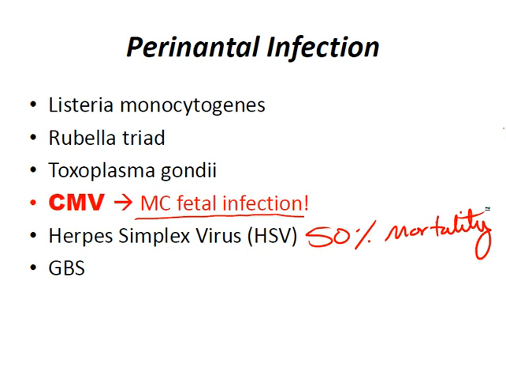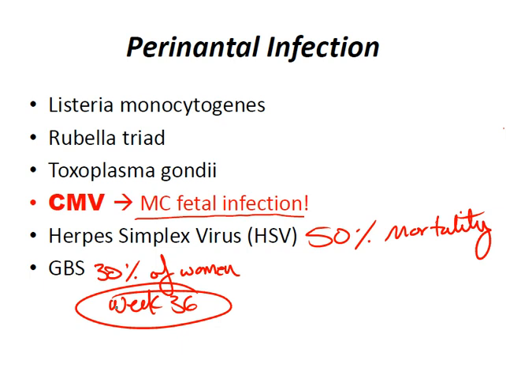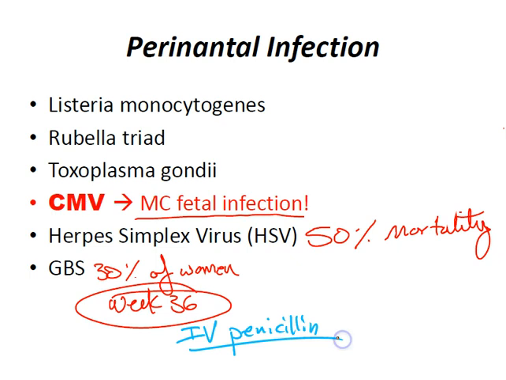Now let's talk about the good old streptococcus. Group B strep colonizes about 30% of women. It colonizes them in their colon. Women are screened for group B streptococcus at week 36 with a vaginal or rectal swab and are treated with IV penicillin during labor if they're positive for group B strep, obviously.